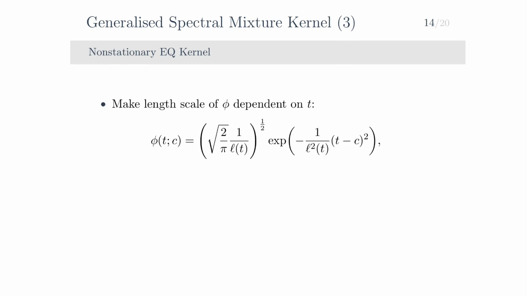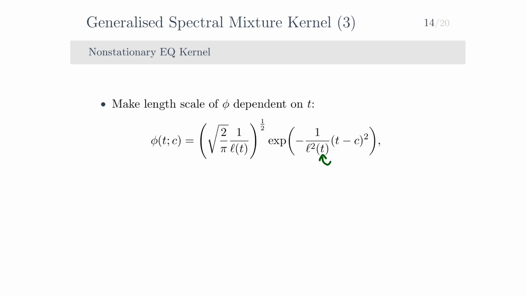So now we repeat this construction, but we make the length scales of these basis functions depend on input. Recall that these basis functions can be anything. We're free to choose them. They don't have to be positive definite. We let the length scales of these basis functions depend on t. Crucially, we must let the length scales depend on t, not on c, otherwise it turns out that this construction doesn't work.